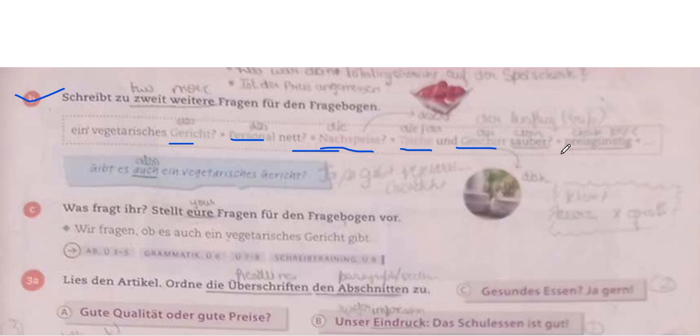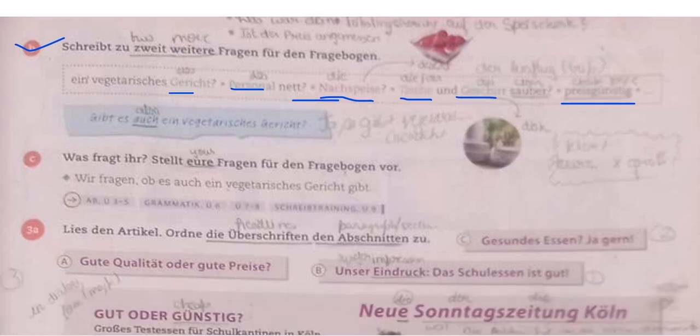And this is Preisgünstig. It's Preisgünstig, that means cheap price. Okay, next we have Gibt es auch ein vegetarisches Gericht. That means, does it also give a vegetarian dish? Does this canteen also give a vegetarian option? So you can write ja, es gibt vegetarisches Gericht.